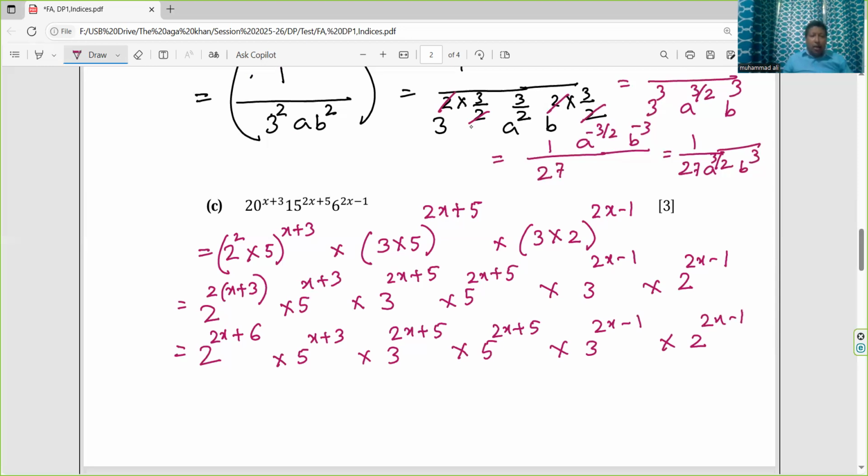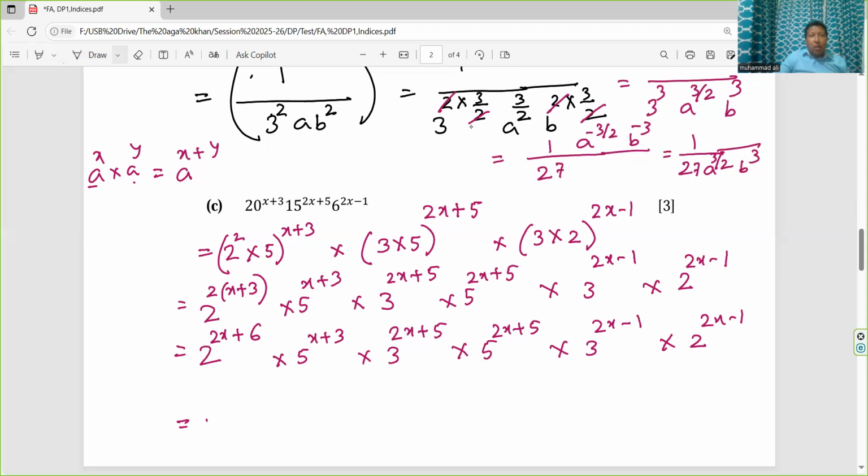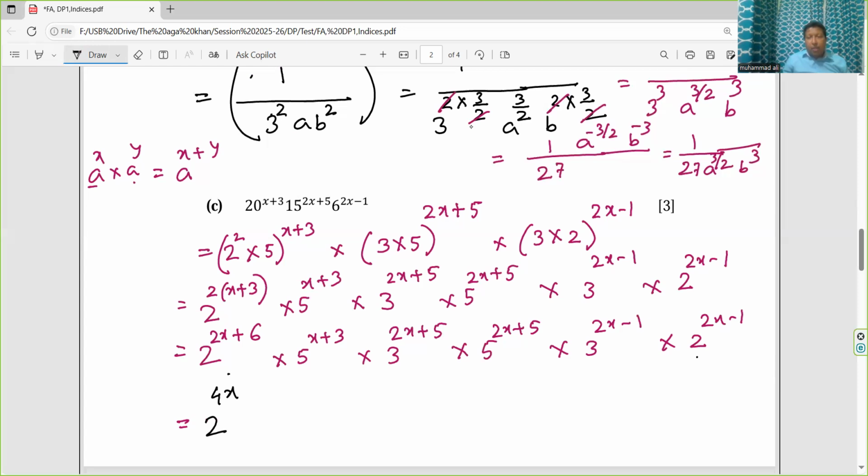Now all the bases are 2, 3 and 5. We write them together. So we know the index formula: if the base is the same, like a to the power x multiply a to the power y, if we write it together, we can write it as a to the power x plus y. If both of these bases are the same and they are in multiplication, if you want to write them together, their powers will be added. So this base 2 and this base 2, the powers will be added. So it will be 2 to the power 2x plus 2x is 4x, 6 minus 1 is 5.